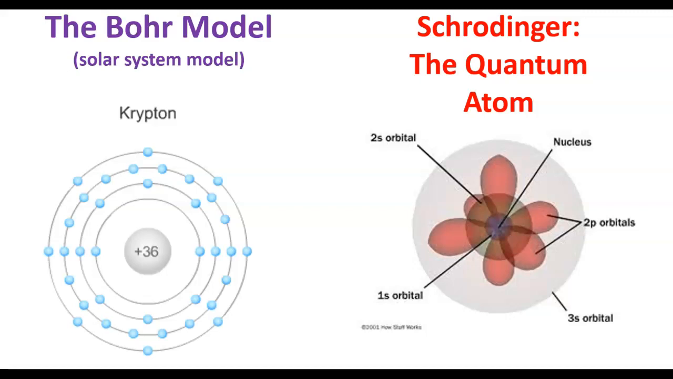You can see that the orbitals are all named by a number and a letter. And we'll eventually get an exponent as well to tell us how many electrons are on that orbital. So more complex structure, Schrodinger's model, it's called the quantum atom.